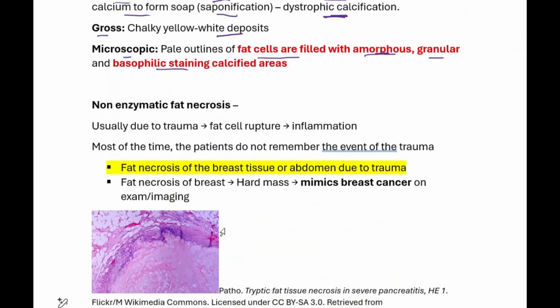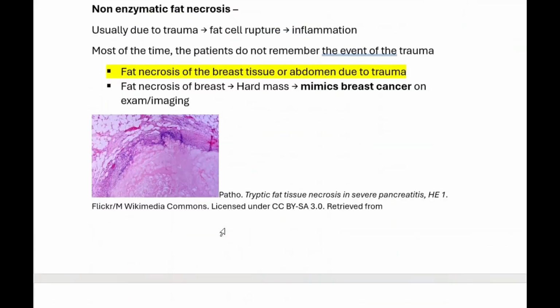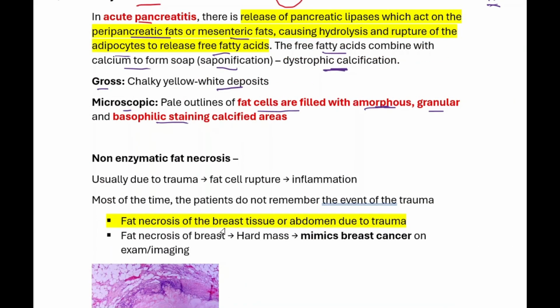So let's move on to non-enzymatic fat necrosis, which is another form of mechanism. Like we mentioned, non-enzymatic fat necrosis does not involve enzymes. It's usually due to trauma to a place where you have a lot of adipose, like the breast or the abdomen. That leads to fat cell rupture and inflammation. Because of that inflammation, calcium could deposit in that area, leading to the chalky white appearance that we could also see. Most of the time, the patient does not remember the event of the trauma.